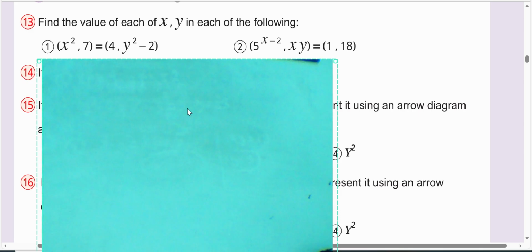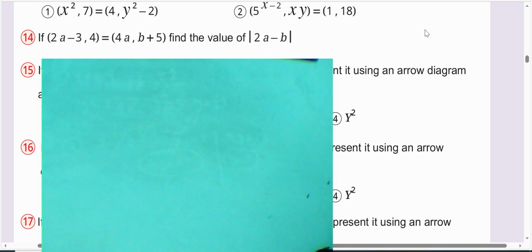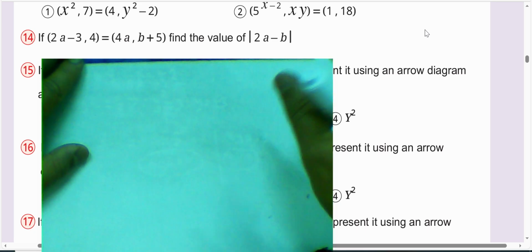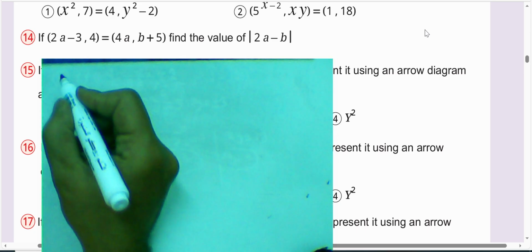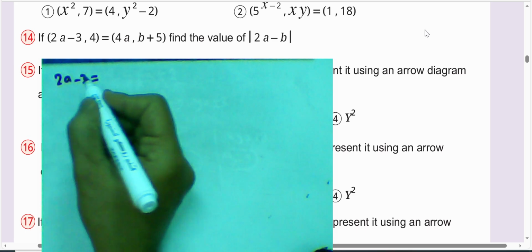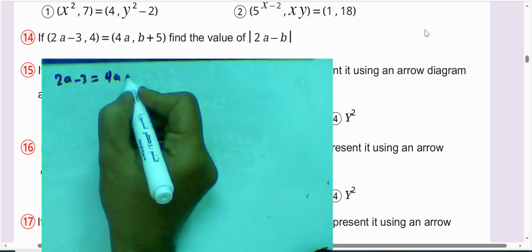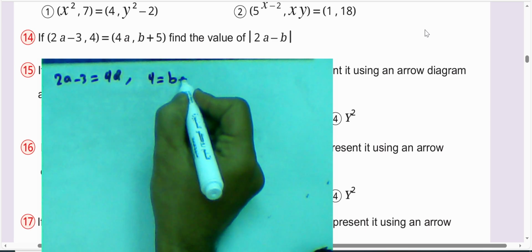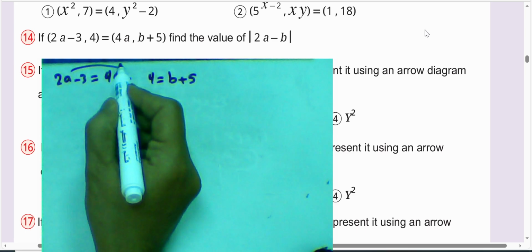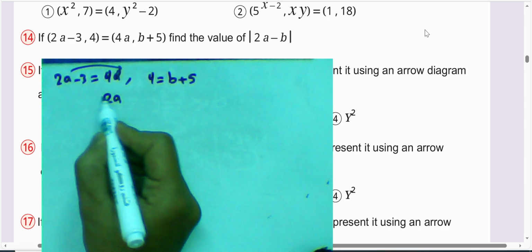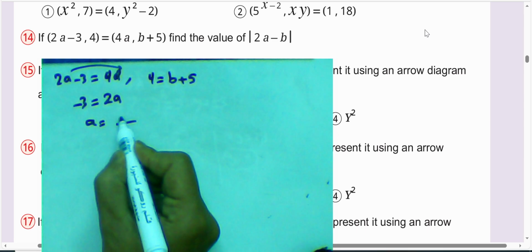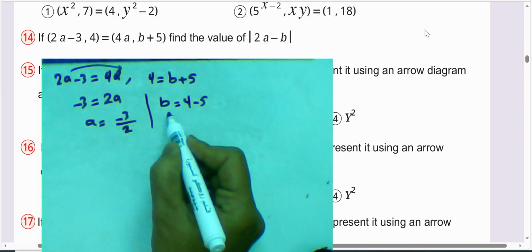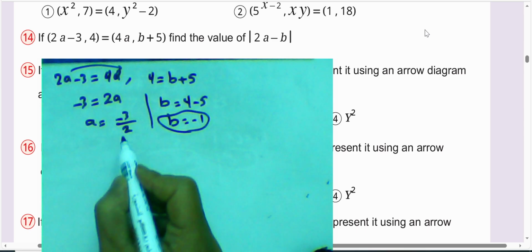Next question. If we have two ordered pairs that are equal, you want to find the absolute value of 2a minus b. Then the first projection, 2a minus 3, is equivalent to 4a, and 4 will be b plus 5. We can move 2a, subtract from 4, it will be 2a equal negative 3, then the value of a equals negative 3 over 2. And here b will be equal to 4 minus 5, then the value of b will be negative 1. Okay, understood.